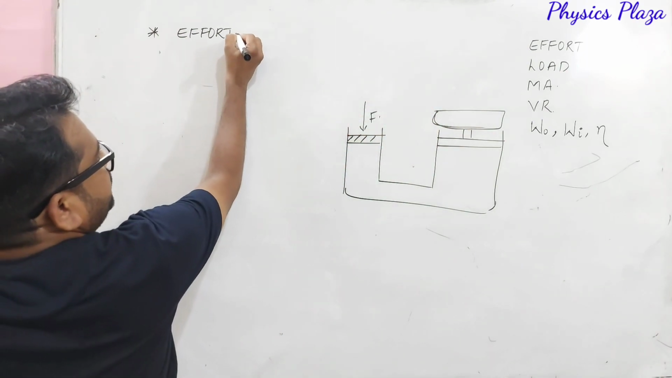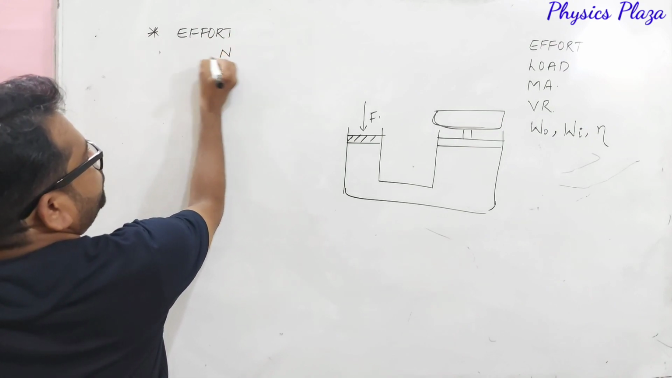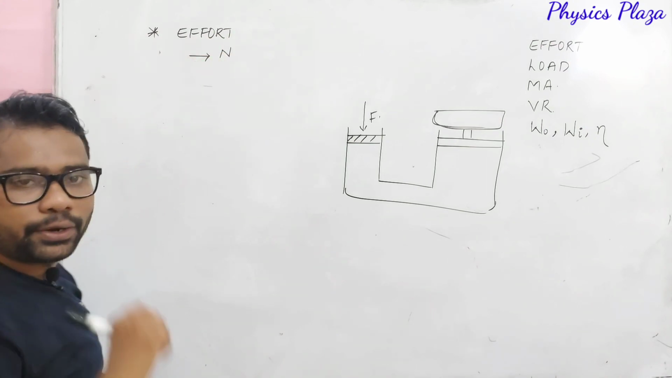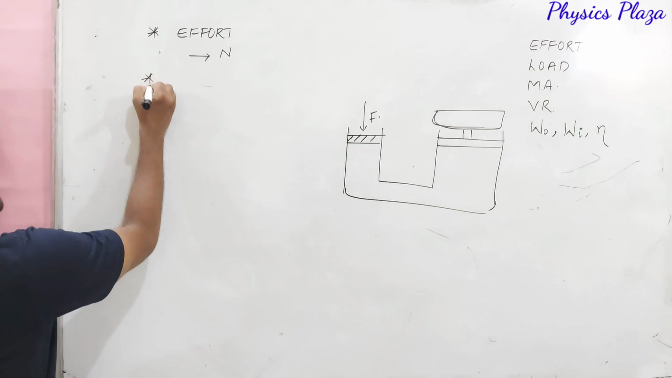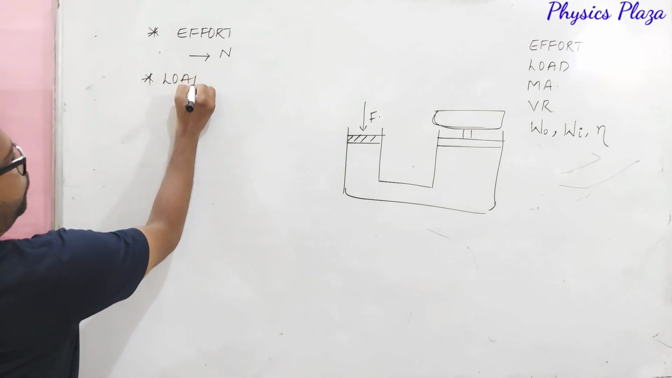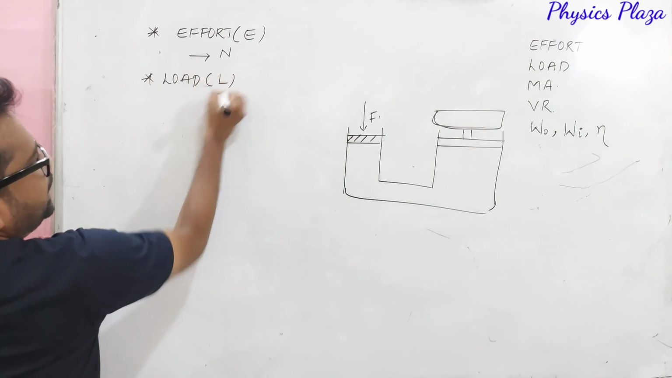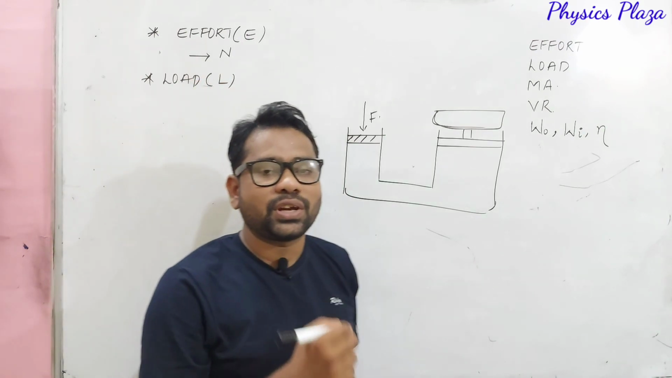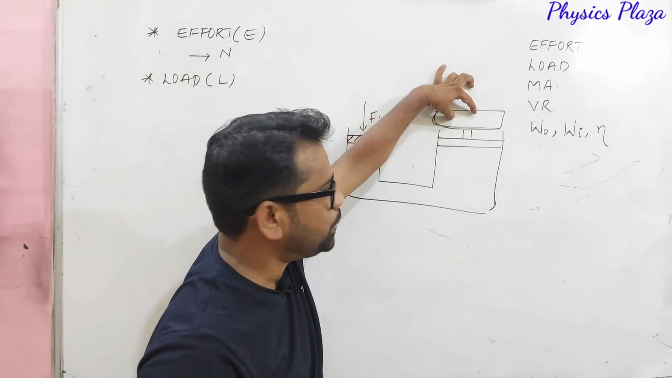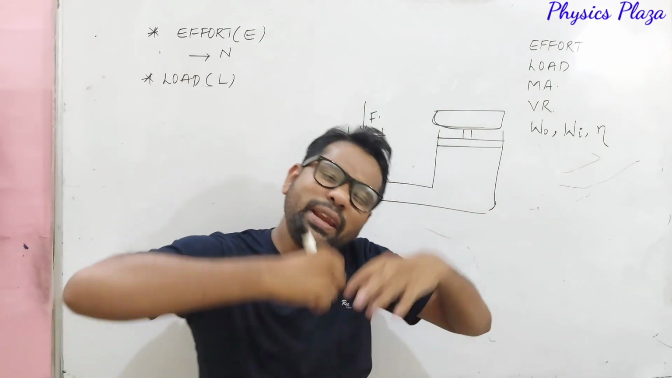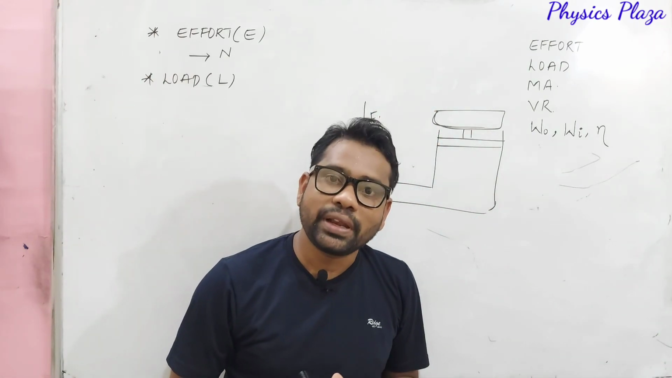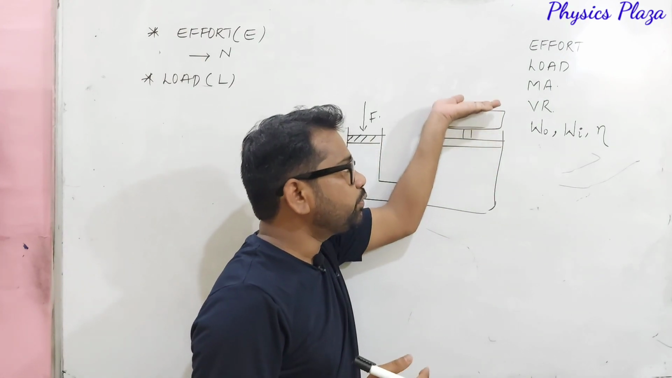So what are the units of effort, dear children? It is measured in Newton only. Next, the important term is load. What is load? Children, effort can be represented with a capital E, load can be represented with a capital L. Then what is a load, dear children? Here this heavy weight which we place, it might be a car, it might be any other object which is very heavy. Children, when you try to lift it, what will happen?